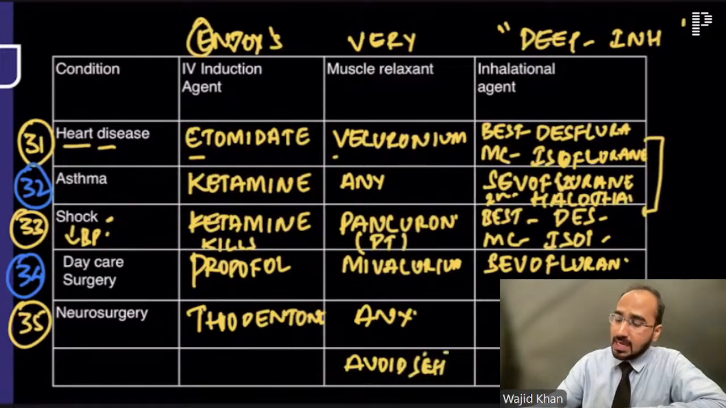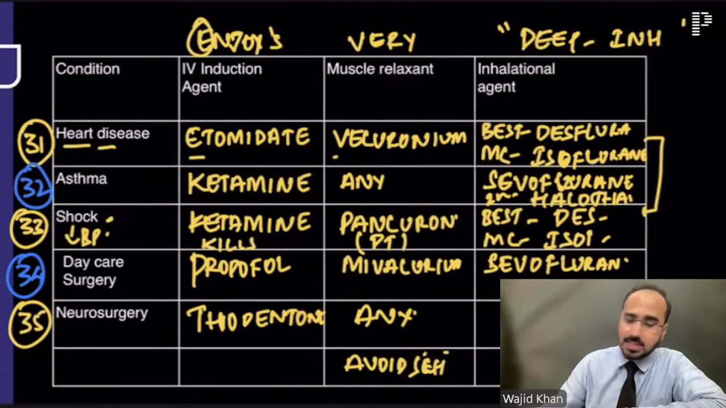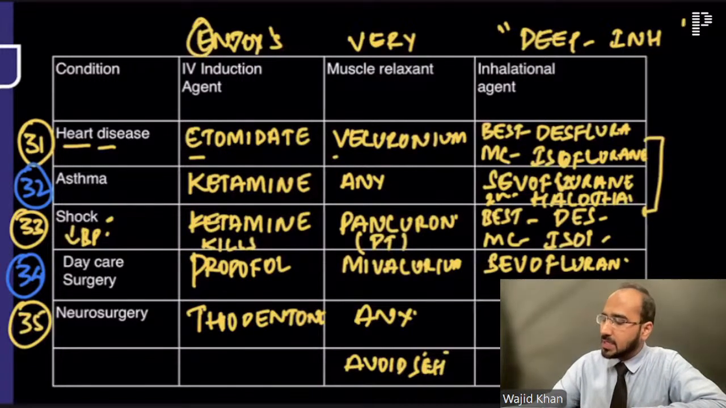Why? Because scoline usually increases the intracranial pressure. And inhalational agent of choice for neurosurgery? Come on, guys. What is the inhalational agent of choice? It is sevoflurane. Previously, the second common was isoflurane.